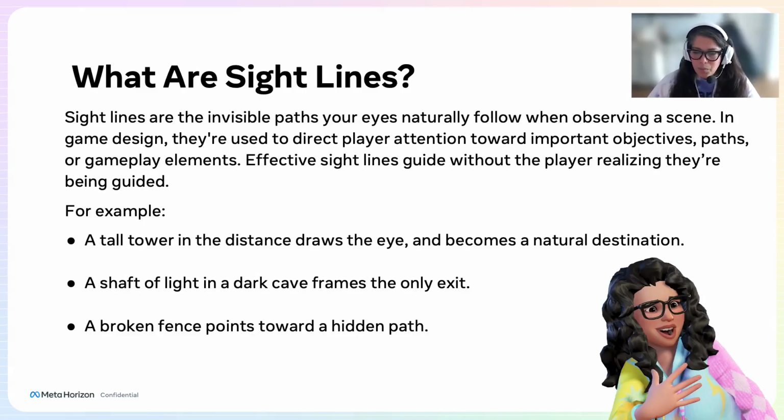Sightlines are invisible paths your eyes naturally follow when observing a scene. In game design, they're usually used to direct player attention towards important objects, paths, or gameplay elements. Effective sightlines guide without the player realizing they're being guided. For example, a tall tower in the distance draws the eye and becomes a natural destination. A shaft of light in a dark cave frames the only exit. A broken fence points towards a hidden path.